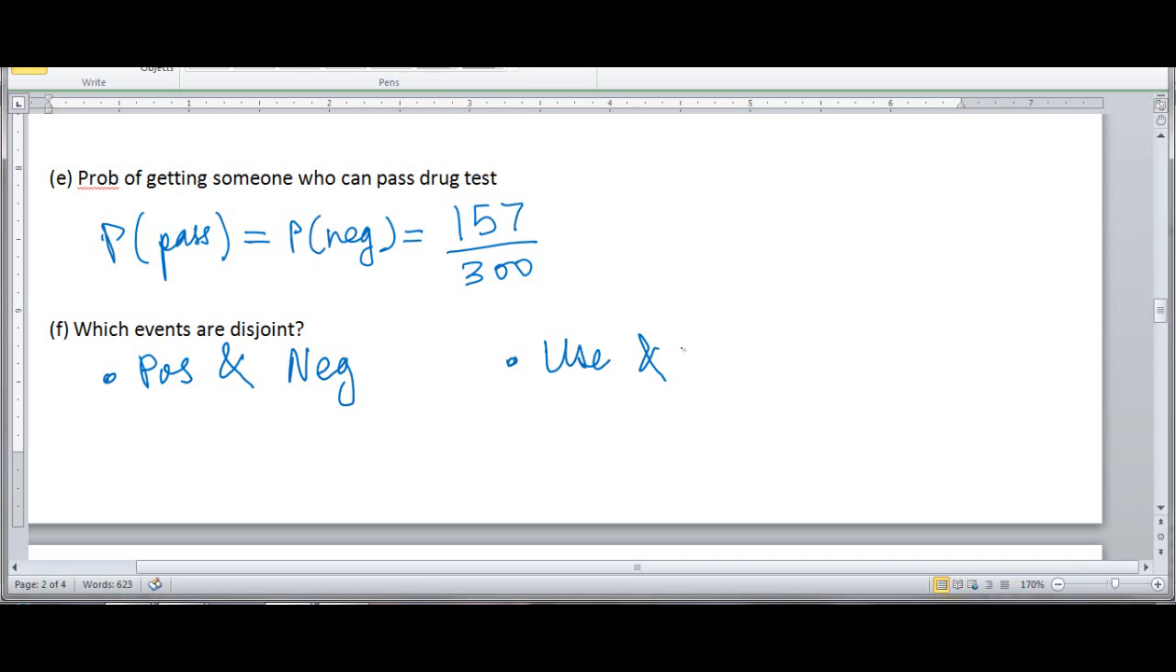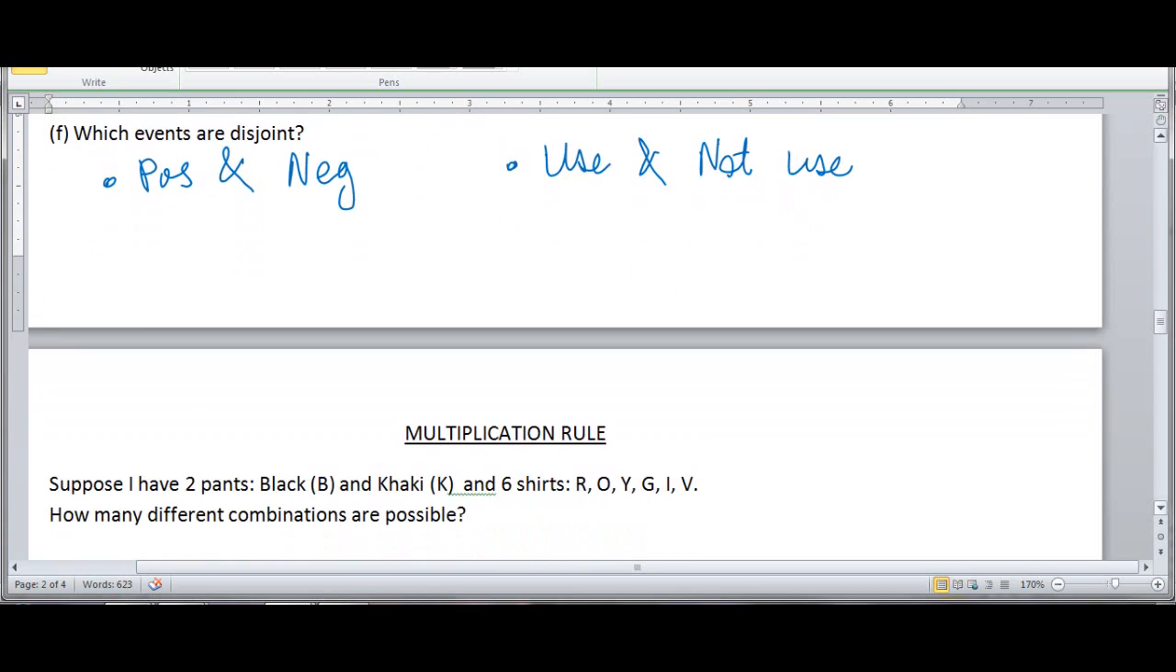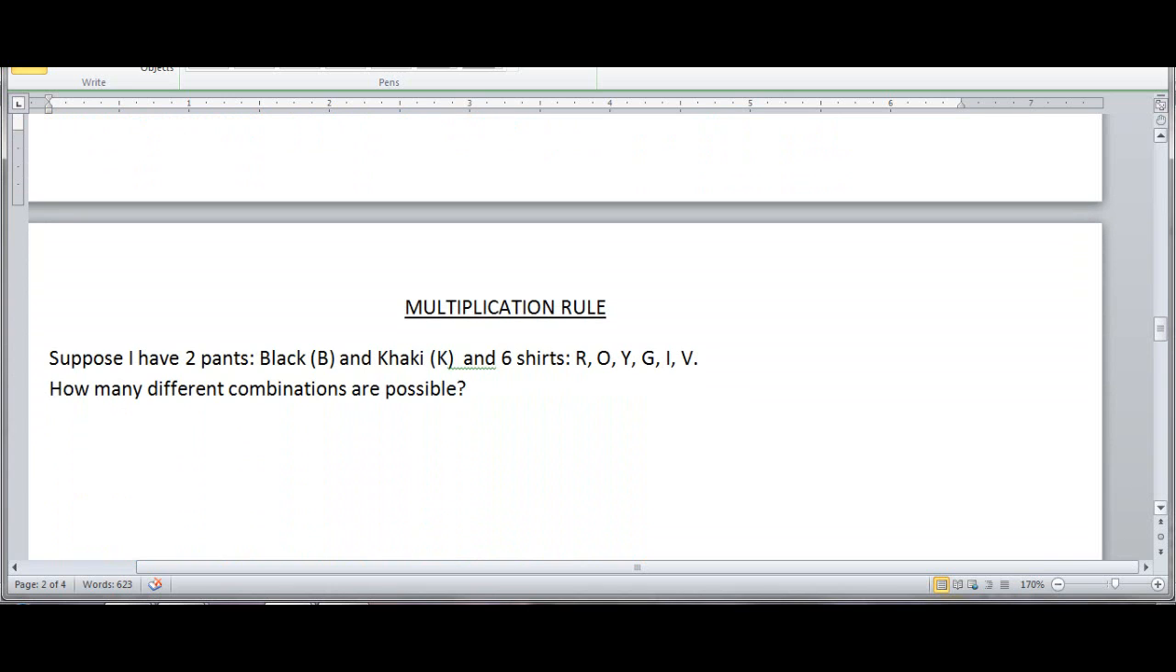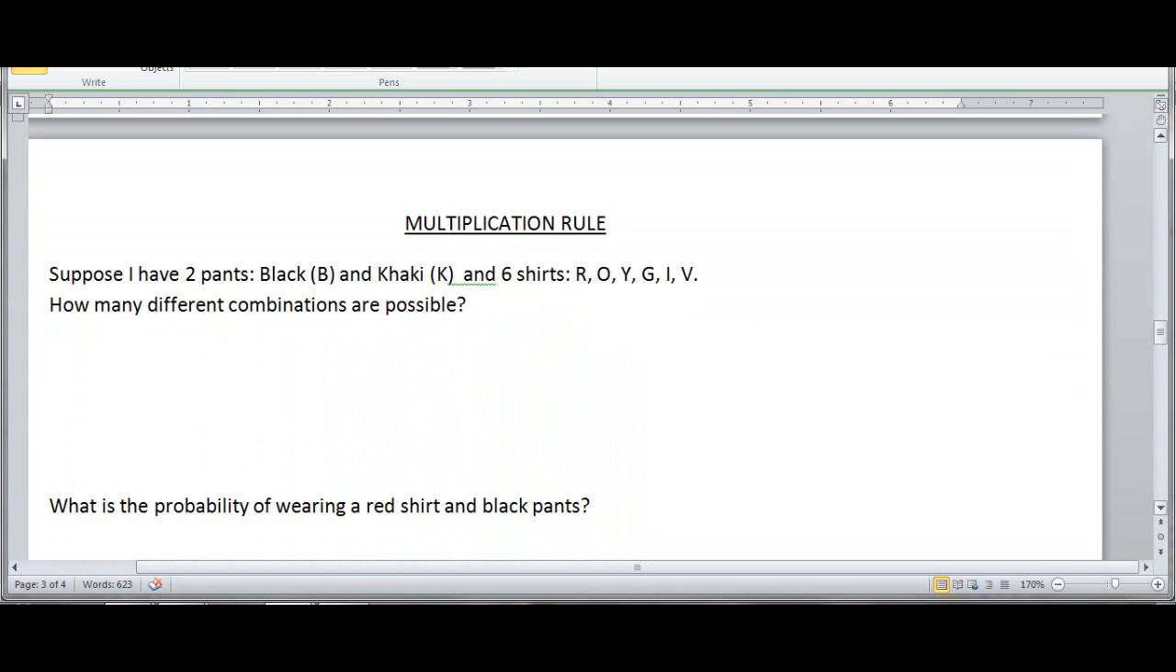And then use and not use. Either someone uses marijuana or they don't use marijuana. You cannot be both a user and a non-user at the same time. So these two sets of events are disjoint or mutually exclusive. Let me start talking about the multiplication rule, and then I will finish talking about the multiplication rule and move on in part 3.